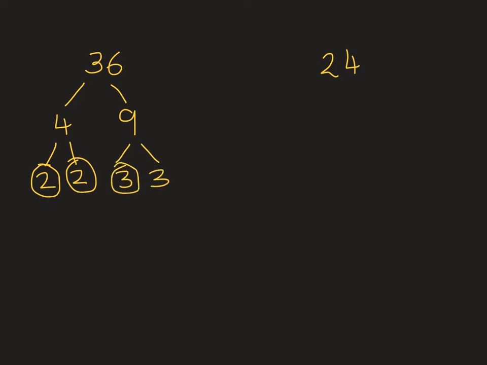So 36, for example, I could do as 4 times 9. If either of those are prime, then I put a circle around it. They're not. They're both composite numbers because we can break them down even more. 4 breaks down to 2 and 2. Those are both prime, so we circle them. And 9 breaks down into 3 times 3. So we circle both of those because they're also prime. So we would finally write 36 equals 2 times 2 times 3 times 3.